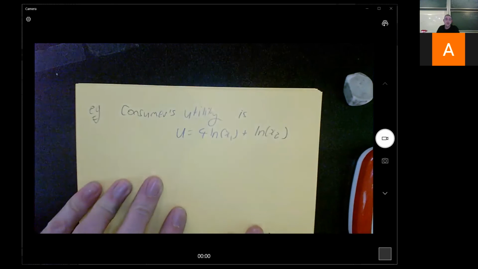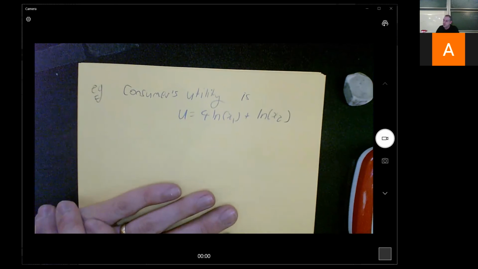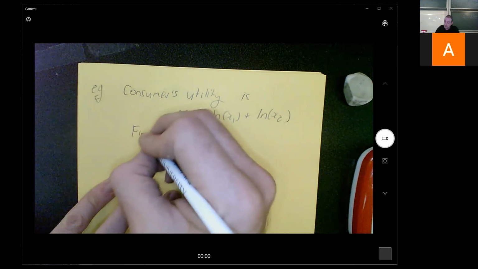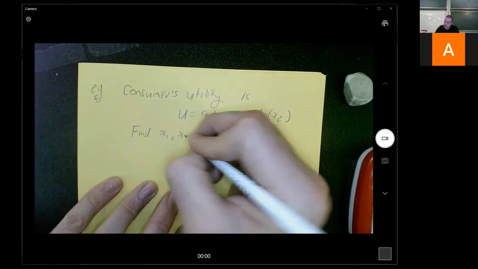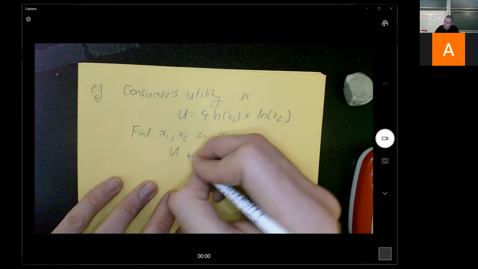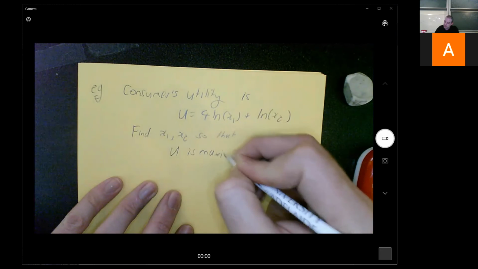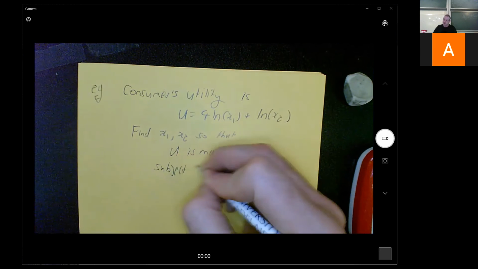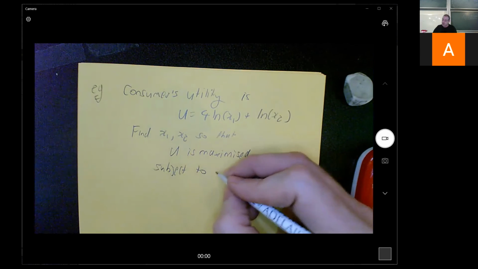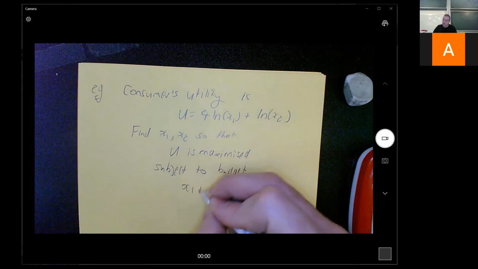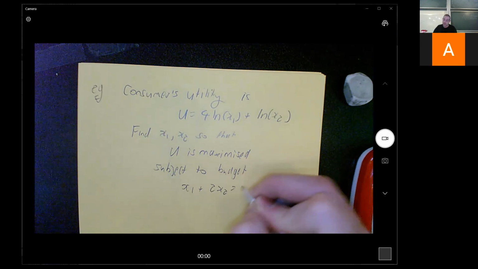Consumer's utility is U, which is 4 times ln of x1 plus ln of x2. Find x1 and x2 so that U is maximized, subject to the budget x1 plus 2x2 equals 100.